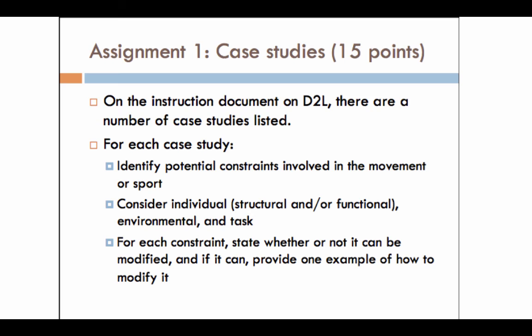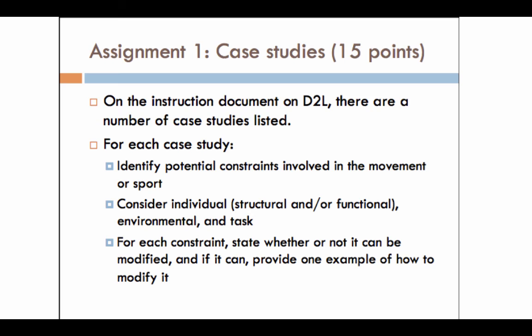Talking about our assignment, the instructions are on D2L, and there are a number of case studies listed. For each case study, identify a potential constraint involved in the movement or sport. Consider individual, structural and/or functional, environmental, and task constraints. For each constraint, state whether or not it can be modified, and if it can, provide one example of how to modify it. For example, an individual constraint of body size is not really something that can be modified, for a child at least.